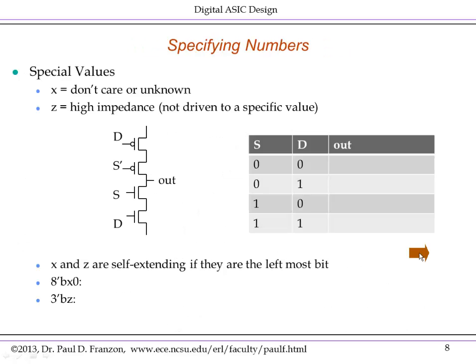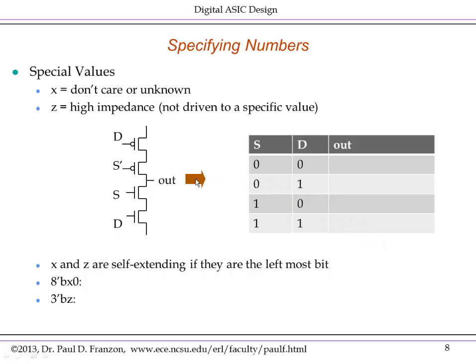Now let's look at X and Z. X means don't care or unknown or uninitialized. Z means high impedance. That is, the signal is not being driven from at least this source to a specific logic value. Let's look at what that means. You might recall how high impedances are produced at the circuit level.